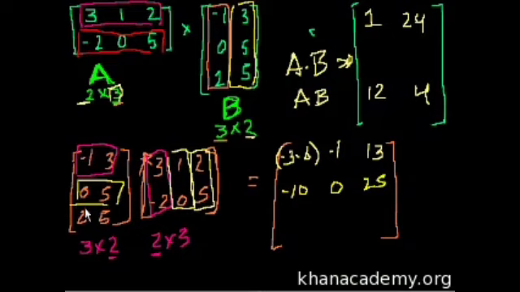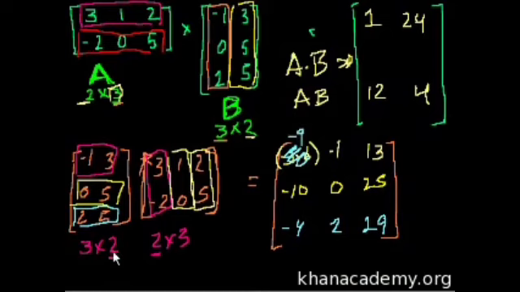Almost there, almost done. Now we're going to take this row and multiply it times each of these columns. So 2 times 3 plus 5 times minus 2, so that's 6 plus minus 10, so that's minus 4, right? Then you have 2 times 1 plus 5 times 0, that's 2. Then you have 2 times 2 plus 5 times 5, so 4 plus 25, 29. And of course, that first term, minus 3 minus 6, so this is minus 9. So there you have it.